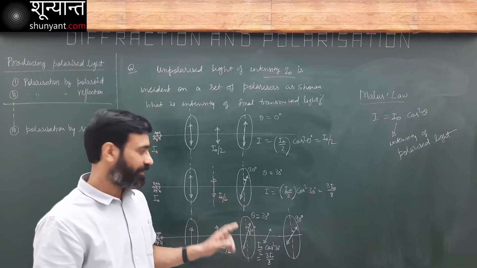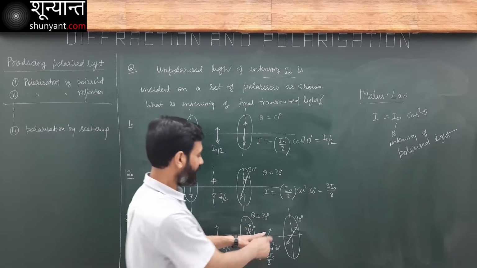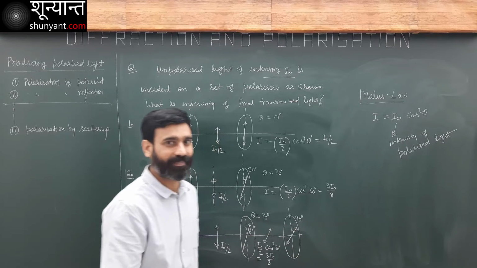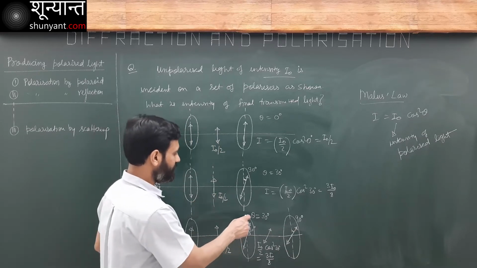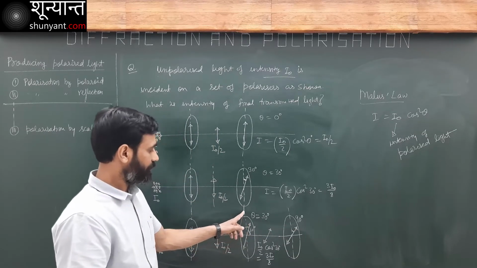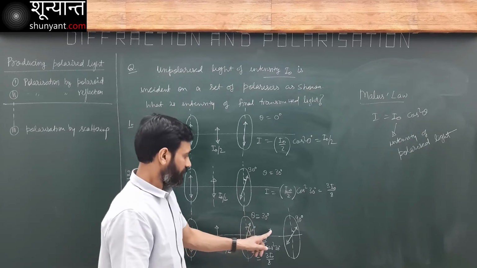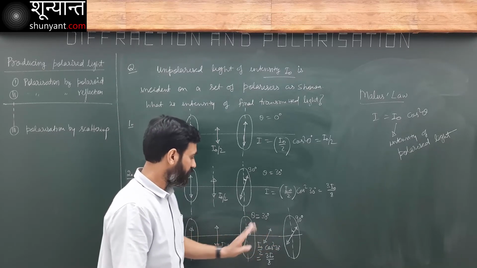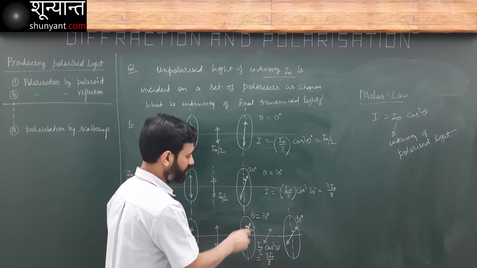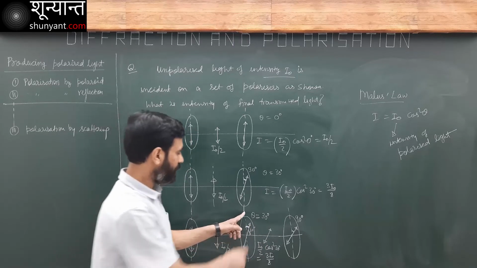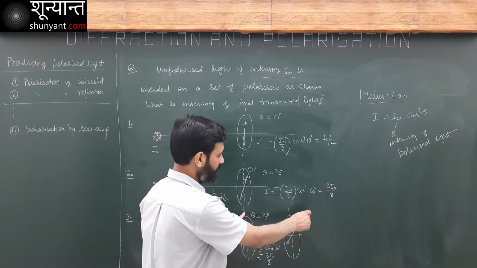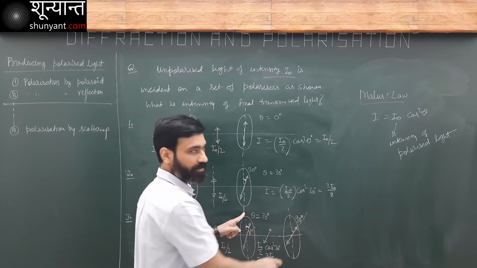It has rotated by what degree? 30 degree. Now what will be the angle between this and this? From this line, you see, this vector here, this field here, it makes what angle? 30 degree. It makes 30 degree. From the same line, this direction, it makes 90 degree.